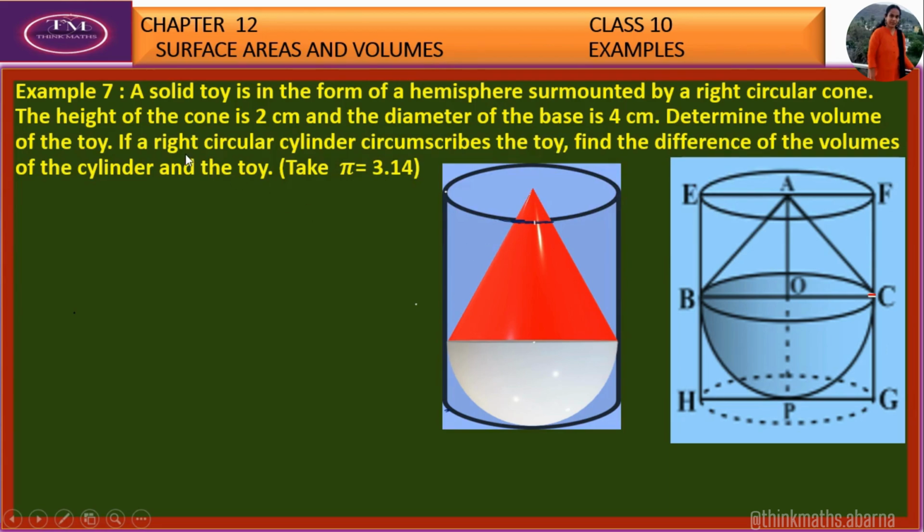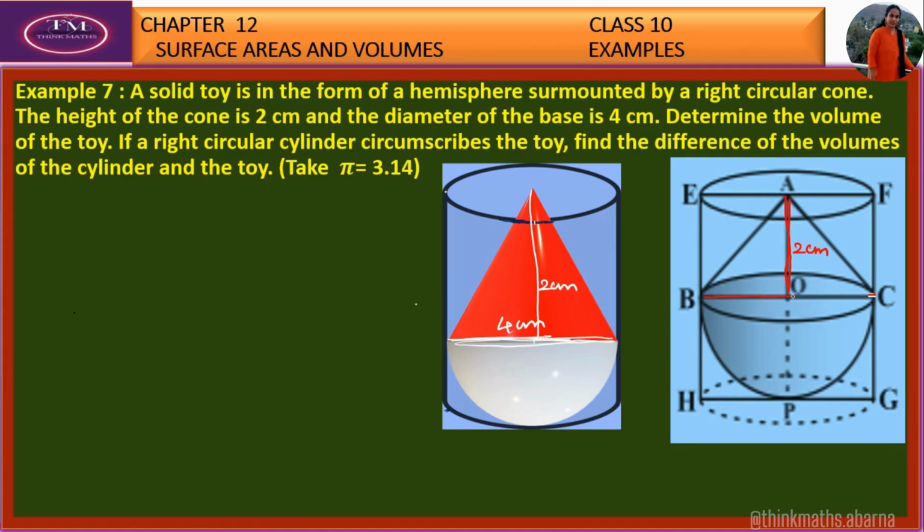Now what are the data given? The height of the cone. The height of this cone. Height of the cone is 2 centimeter and the diameter of the base. So this is the diameter. So this diameter is 4 centimeter. So this diameter takes the value 4 centimeter. Now we have to find out the radius of the cylinder, radius of the cone, as well as radius of the hemisphere. What is given? This value. This value is given as, that is height of the cone is given as 2 centimeter and diameter of the base.